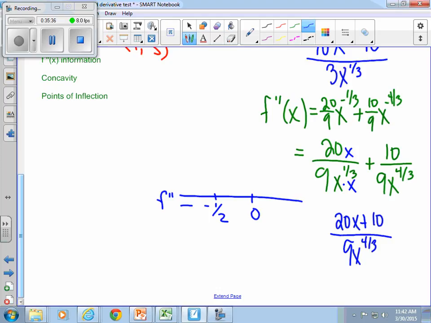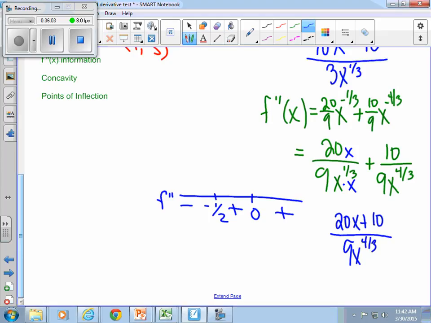Then if I do negative 1/4, 20 times negative 1/4 is negative 5, plus 10, which is 5. Positive over a positive, which is positive. But then over here it would still be positive.